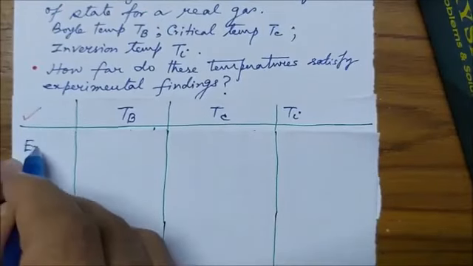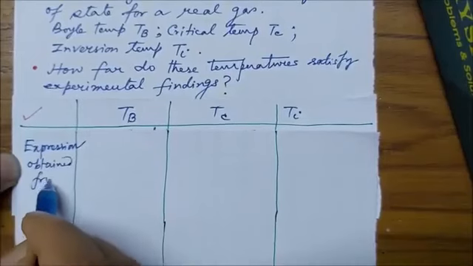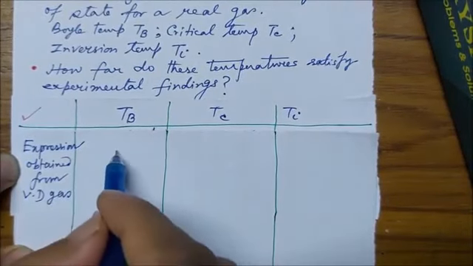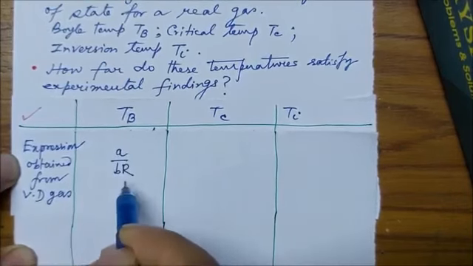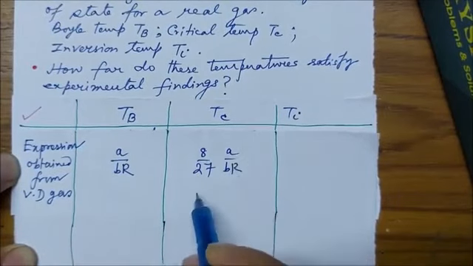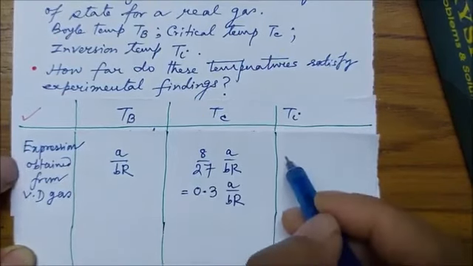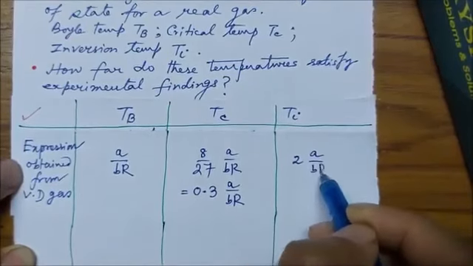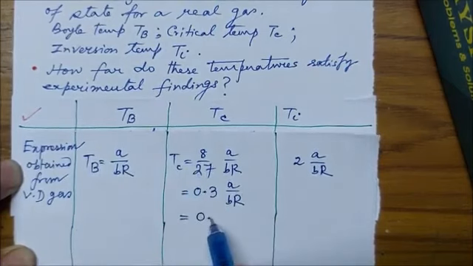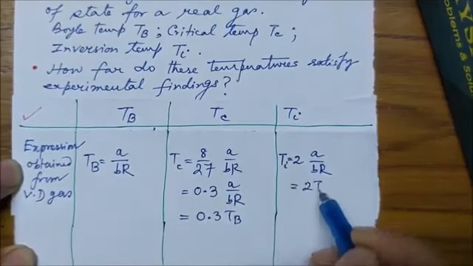We next write down the expression as obtained from Van der Waals gas. As given in the question, the expression of Tb or Boyle temperature is a by Rb. That for Tc is 8 by 27 a by Rb, or this is 0.3 a by Rb, and that of Ti is 2 a by Rb. So if we write this as Tb, then Tc becomes equal to 0.3 Tb and Ti becomes twice of Tb.